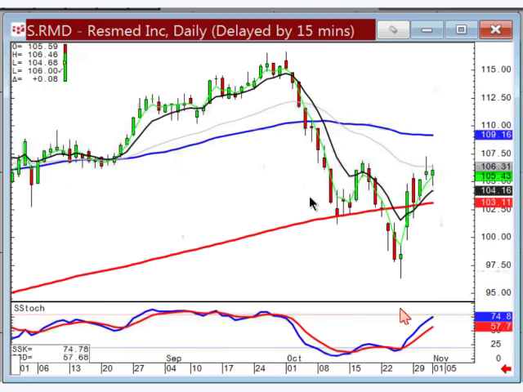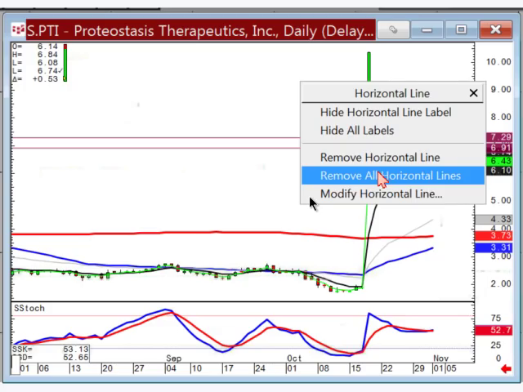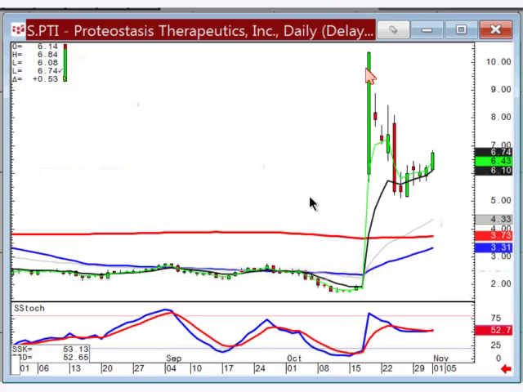And here's another one that we recommended not too long ago, ResMed, because of the doji gap up, your best friend. PTI, oops, let's get rid of these, also had a big, huge move. Came way up here, then opened down here.